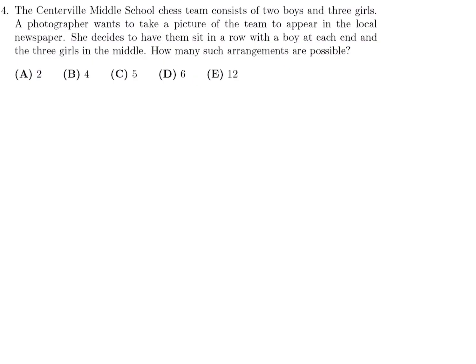The Centerville Middle School chess team consists of 2 boys and 3 girls. A photographer wants to take a picture of the team to appear in the local newspaper. She decides to have them sit in a row with a boy at each end and the 3 girls in the middle. How many such arrangements are possible? Well, we have 5 possible seating positions, and the boys have to go on either end. So it could be either boy 1, boy 2, or boy 2, boy 1. So there's 2 possible arrangements for the boys.